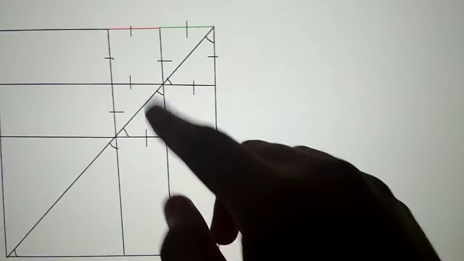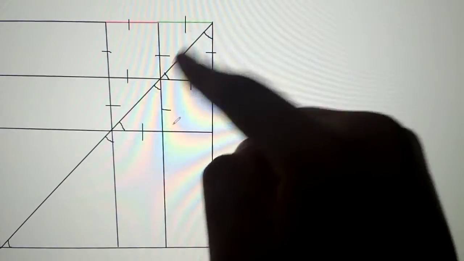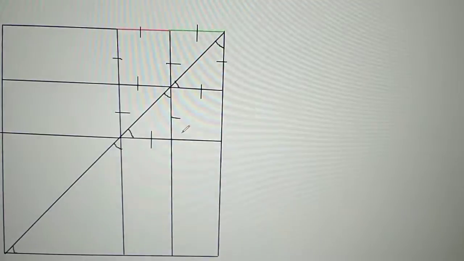And the same with the sides. This is equal to this, and this will be equal to this. So the four sides are equal. So this is equal to this, and as this is equal to this, and this is equal to this, two things equal to the same thing are equal to each other. So this will be equal to this. So the three are equal.